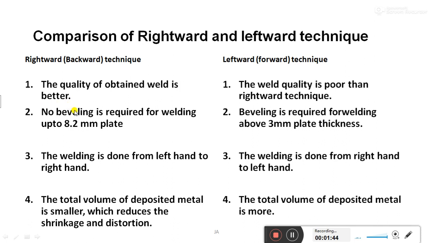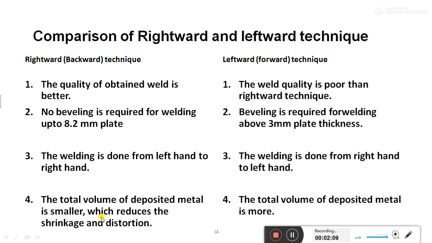In the leftward technique, the welding is done from right hand to left hand. In the rightward technique, welding is done from left hand to right hand. Leftward means what? Right to left. Rightward is left to right. In the rightward technique, the total volume of deposited metal is smaller, which reduces shrinkage and distortion. In the leftward, the total volume of deposited metal is more.